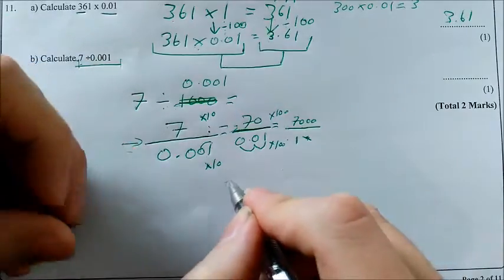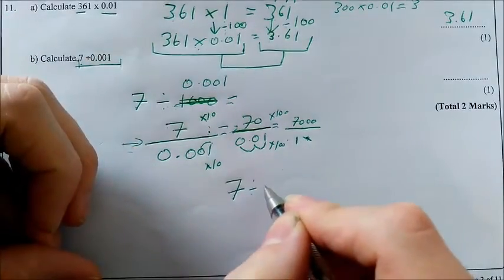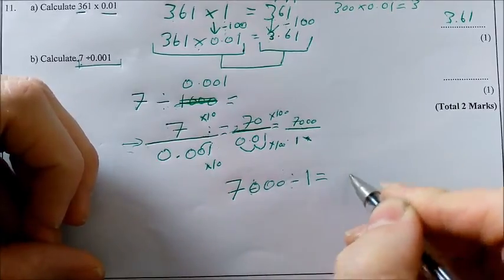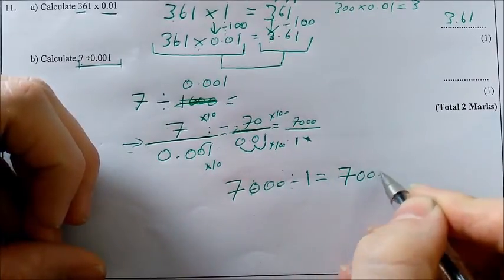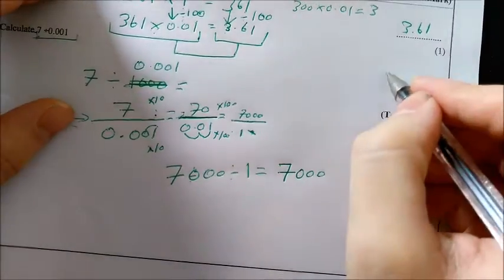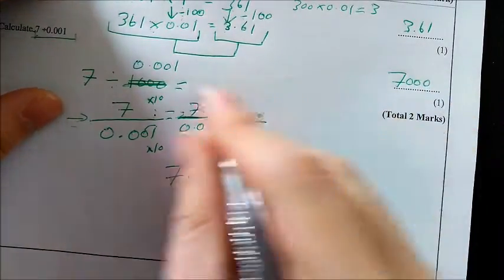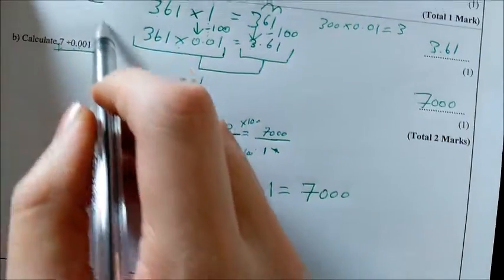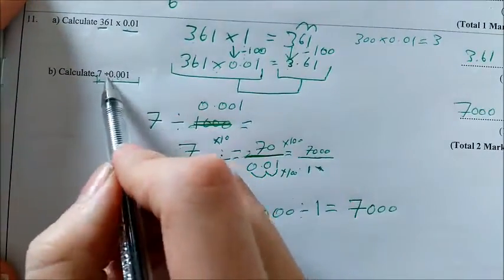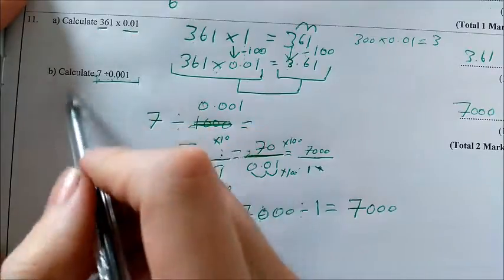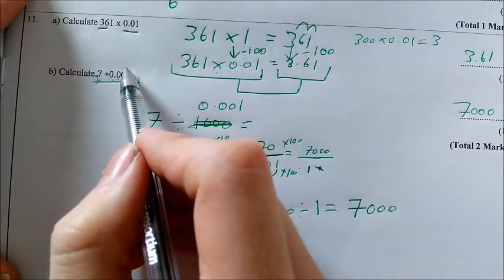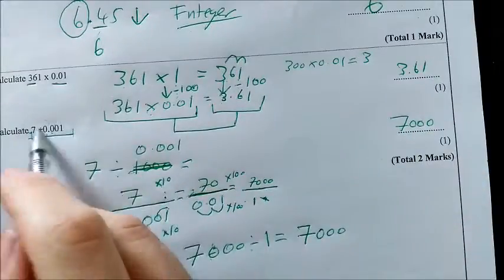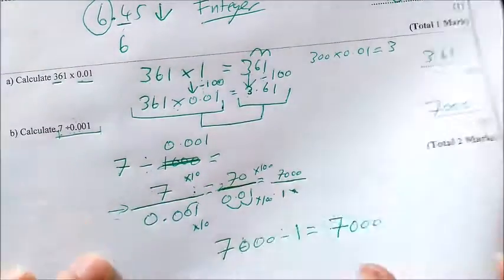And then I just write it back as a division. 7,000 divided by 1 equals 7,000. So my answer would be 7,000. And a quick trick I could use is that timesing by a decimal is the same as dividing by 100. Dividing by a decimal is the same as multiplying. So in this case, it's the same as multiplying by 1,000, 7,000. Perfect.